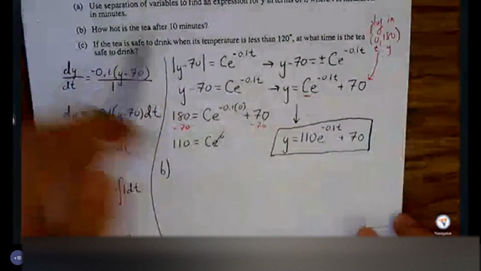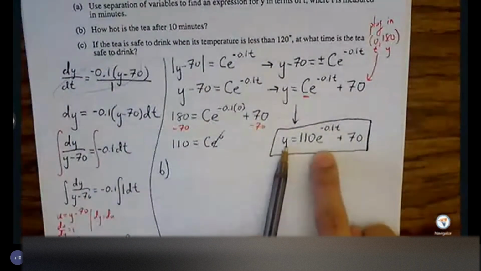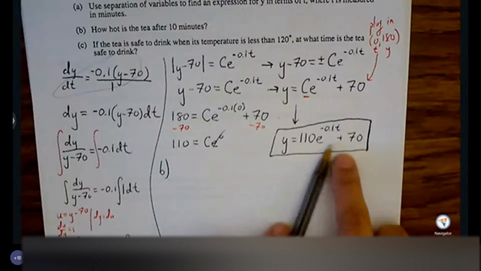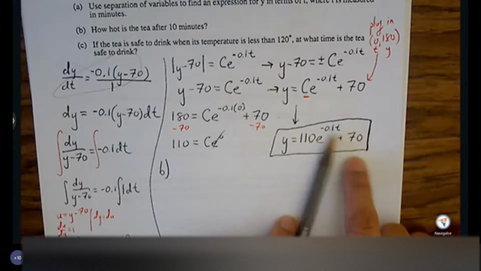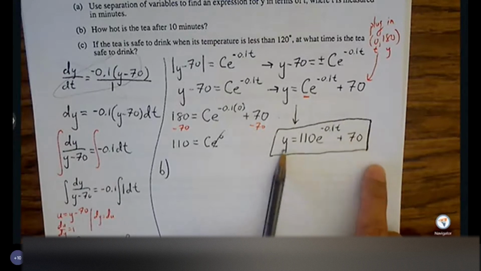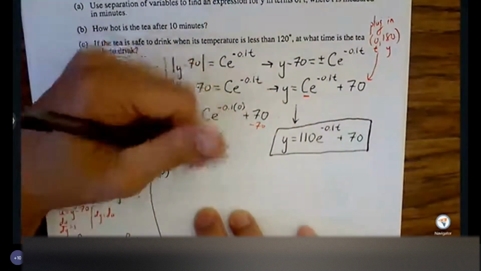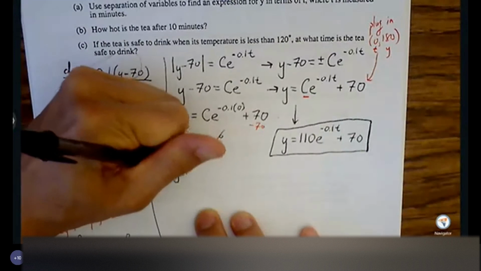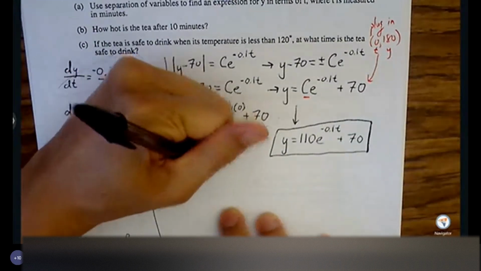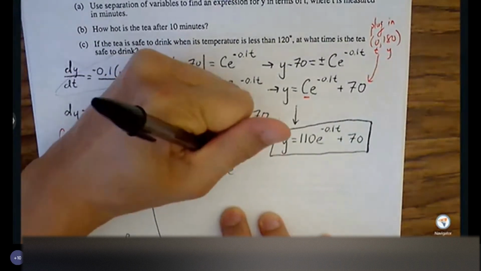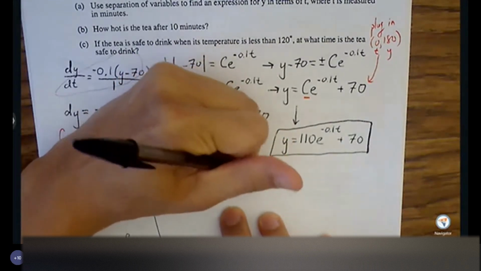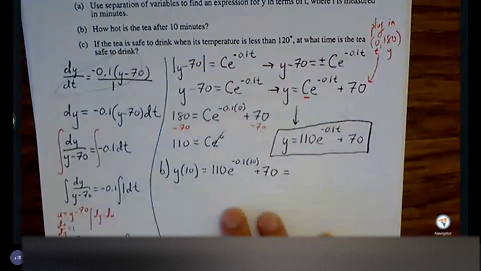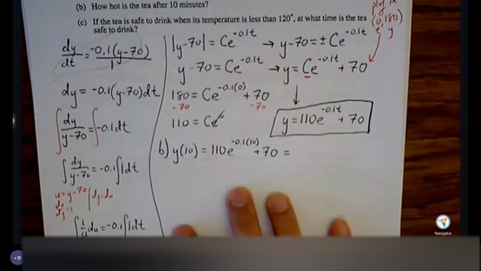Okay, so part B. How hot is the tea after 10 minutes? Well, this is the equation that's going to tell us how hot the tea is at any moment in time. So we can just safely put 10 in for t, and whatever the result of that is going to be our temperature of the tea. Okay, use our calculator.